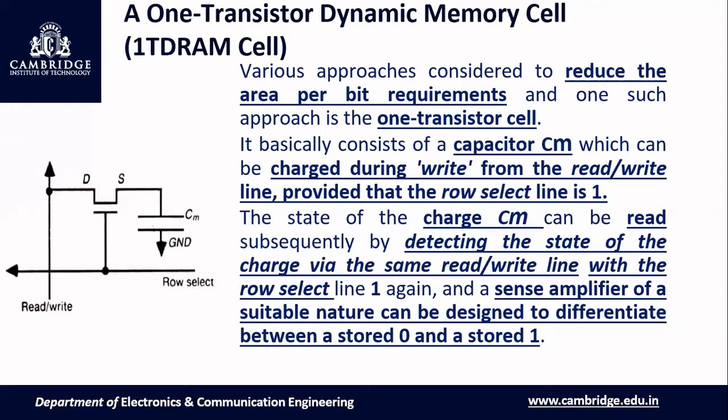Previously we had seen three transistor dynamic memory cell. This is one transistor dynamic memory cell. Here only one transistor is used. You can see one NMOS transistor is used here for performing memory operation. We have used one capacitor CM. So this capacitor CM will be holding the data. We can store logic 1 or logic 0 in this capacitor.